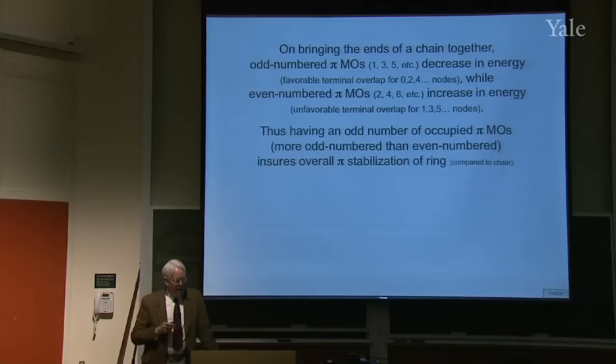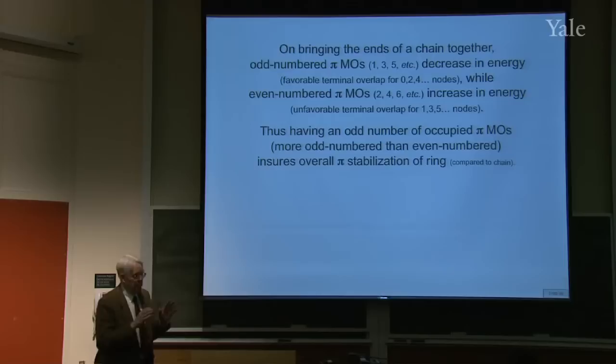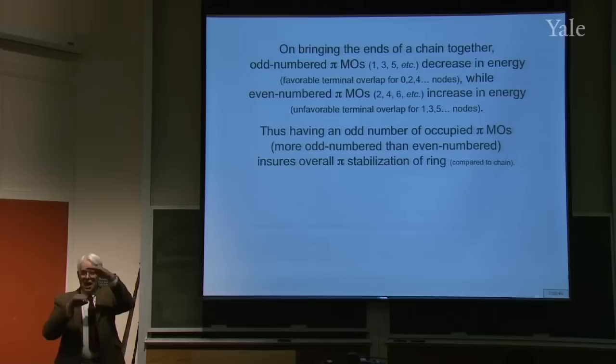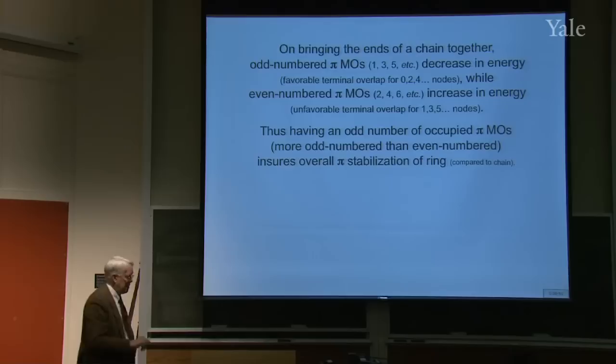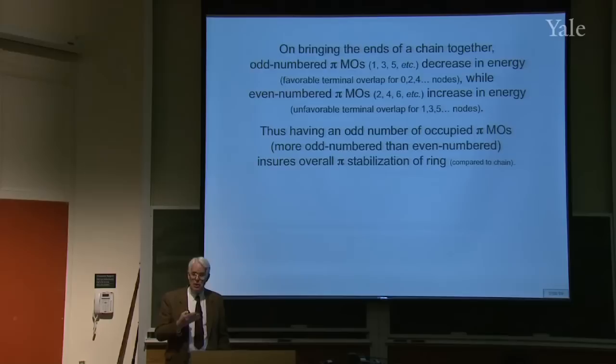Thus, if you have an odd number of occupied MOs, there'll be more going down than going up. Is that clear? If you have an even number of electron pairs, they'll be down, then up, that'll cancel, down, then up, that'll cancel, down, then up, that'll cancel. But if you have an odd number, you have down, then up, then down. There'll be more downs than up if you have an odd number of pairs of electrons. So they're going to get overall stabilization, special stabilization, due to this aromaticity, if you have an odd number of electron pairs.